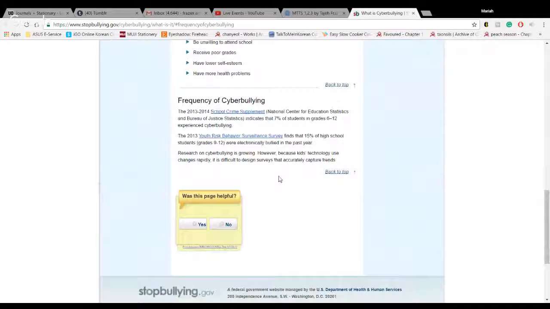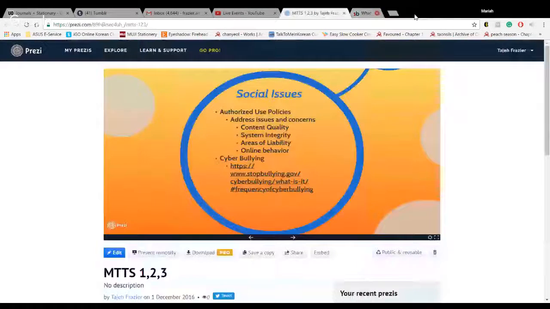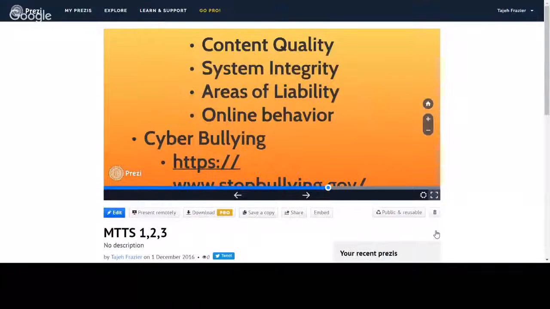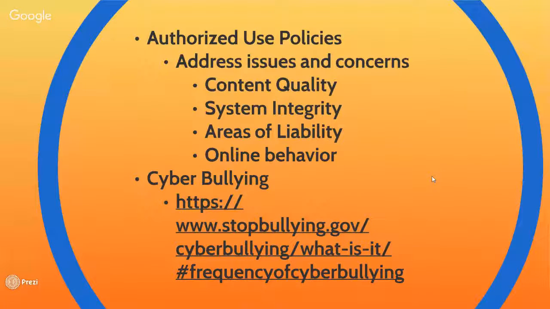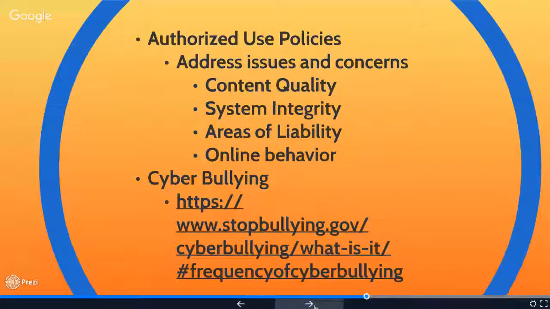So cyberbullying, as I stated earlier, has risen with the rise of technology as well. In 2013, 2014, the School Crime Supplement indicates that 7% of students in grades 6 to 12 experienced cyberbullying. And in 2013, the Youth Risk Behavior Surveillance Survey finds that 15% of high school students, grades 9 to 12, were electronically bullied in the last year. But one positive about this is that with the rise of technology, there is also an increase in the means to stop it. There's also an increase in research. So now people are gaining more knowledge on the subject and are better able to pinpoint it.